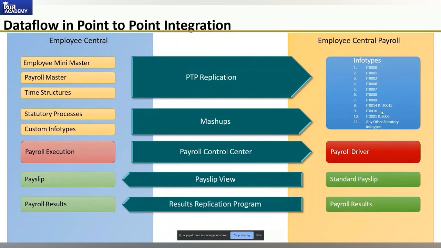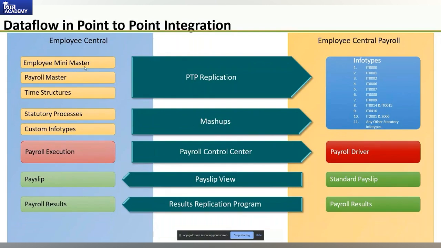14 and 15 are again mandatory. 416 is up to us whether we have to map it or not, compensation. 2001 and 2006 again are not mandatory, it's up to us. And for statutory information infotypes, it depends. I mean, statutory is again mandatory. But let's not talk about statutory now. Let's talk about replication only, how it goes.